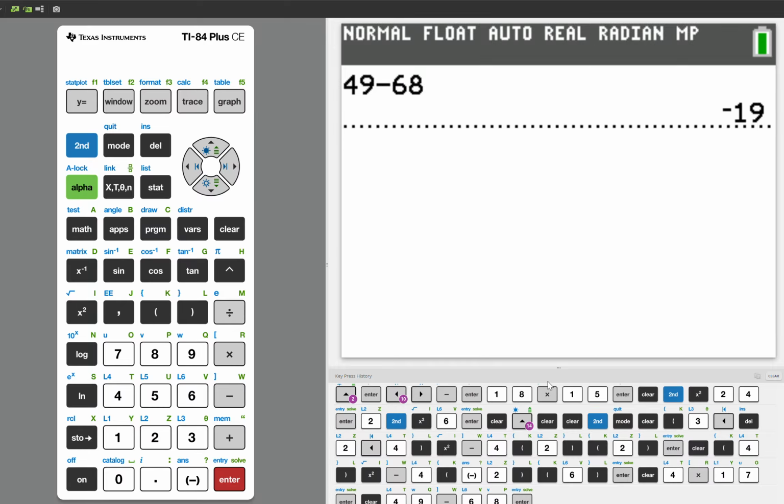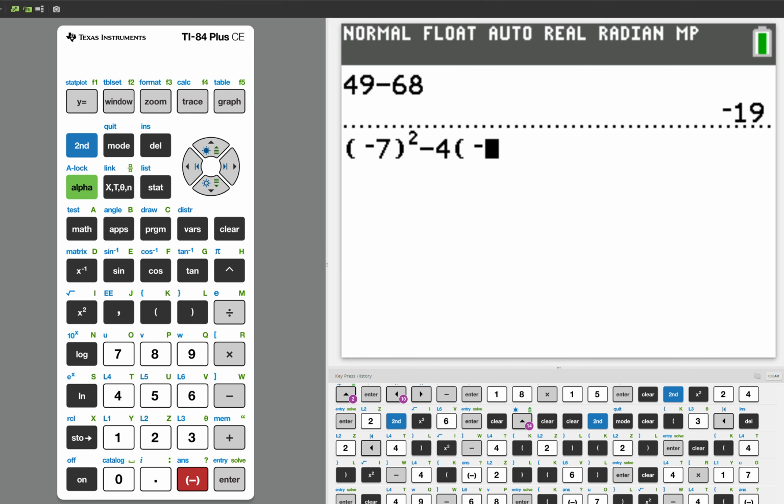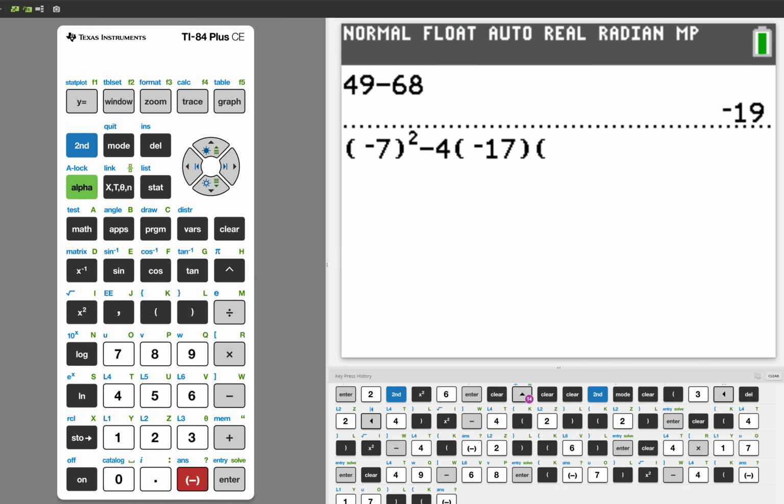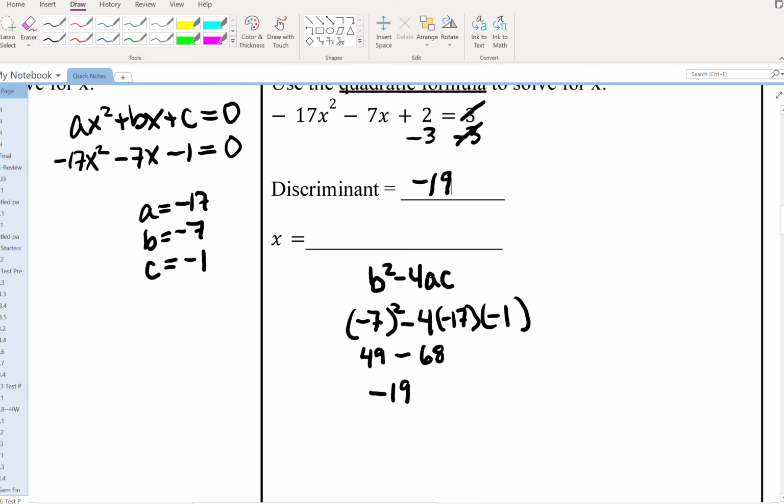So parentheses here, negative 7 squared minus 4 times negative 17 and negative 1. And then hit enter, and sure enough, I get negative 19. So double check. Our discriminant is negative 19, and when you get a negative number for your discriminant, you're going to get two solutions, and they're going to be non-real solutions. Let's see what those look like.